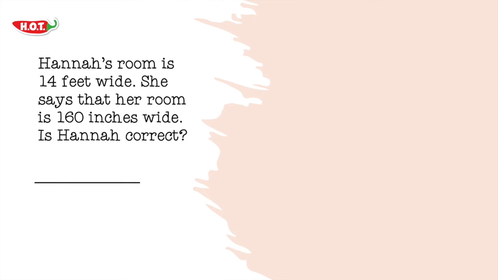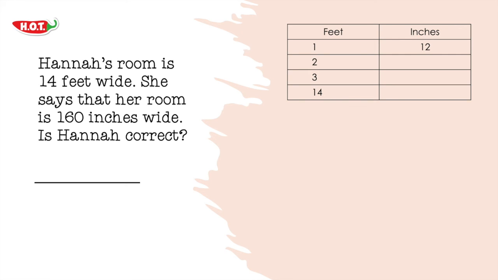Hannah's room is 14 feet wide. She says that her room is 160 inches wide. Is Hannah correct? So we're trying to see, does 14 feet equal 160 inches? Let's use an input-output table. 1 foot equals 12 inches. So I'm going to multiply 1 times 12 and it gives me 12. Let's do the same rule for the next one. 2 feet times 12 gives us 24 inches. 3 feet times 12 gives me 36 inches.